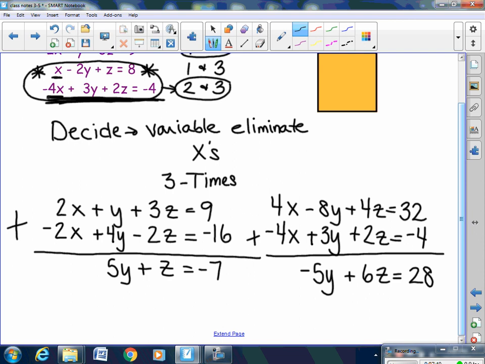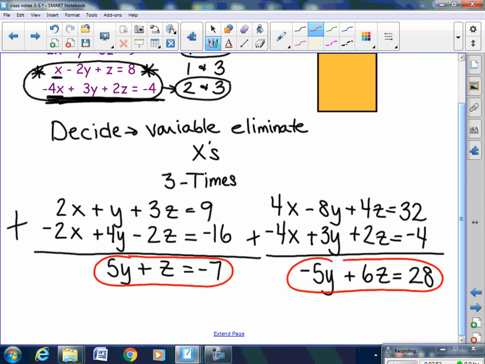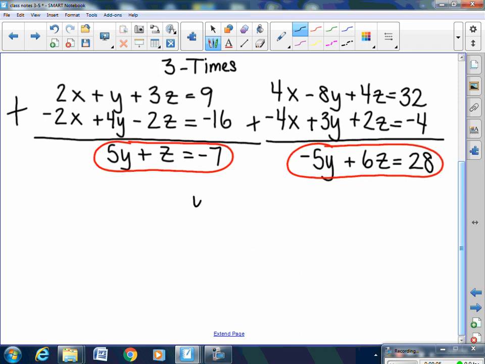Okay, now you need to look at these two. Do you notice that we eliminated the x's, and we're down to these two now? We're down to this one, and we're down to this one. And what we have to do again is eliminate another variable. So you have to decide which variable. In the first one, I eliminated the x's, and I turned out with these two red. Now I'm going to decide to eliminate my y's. I'm going to eliminate them next.